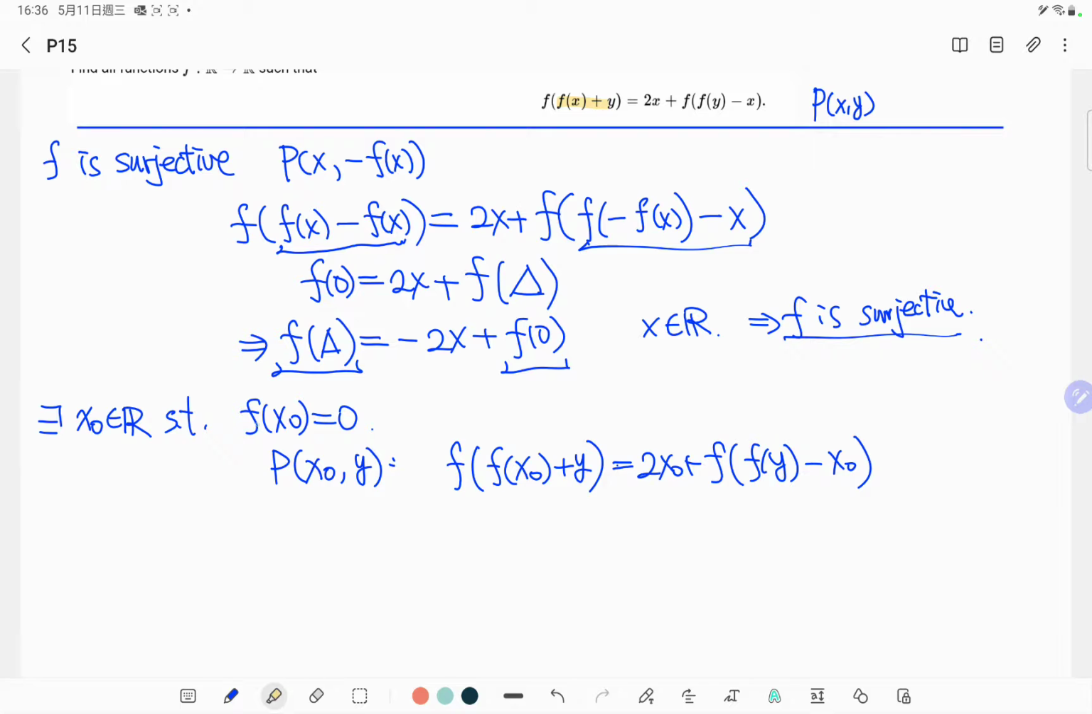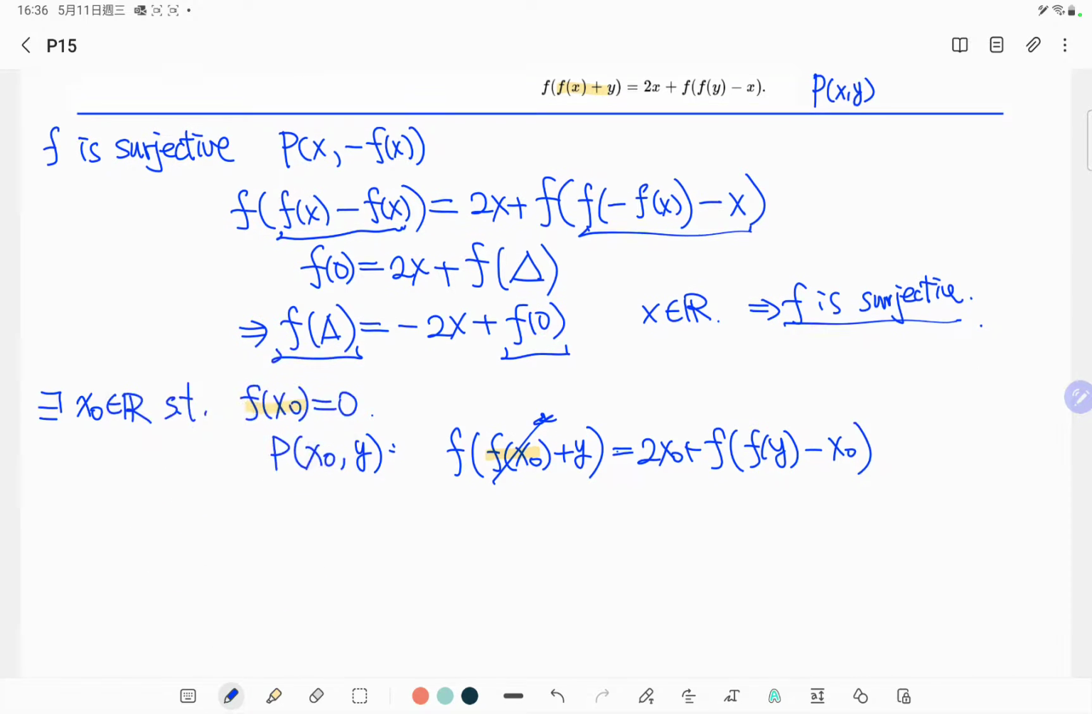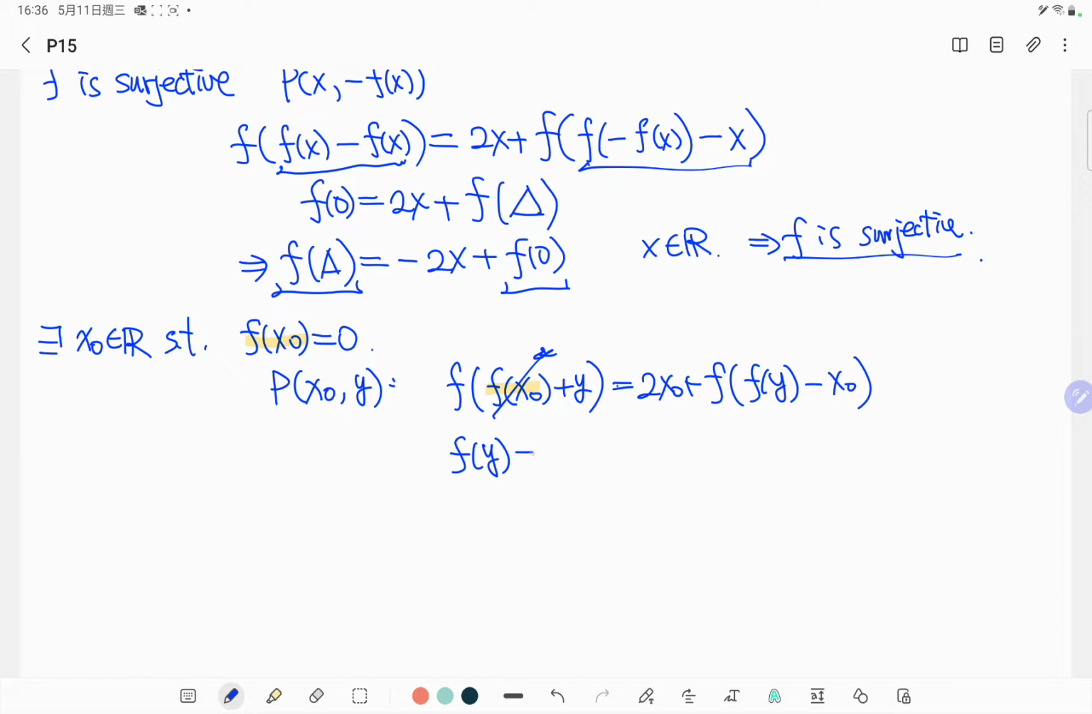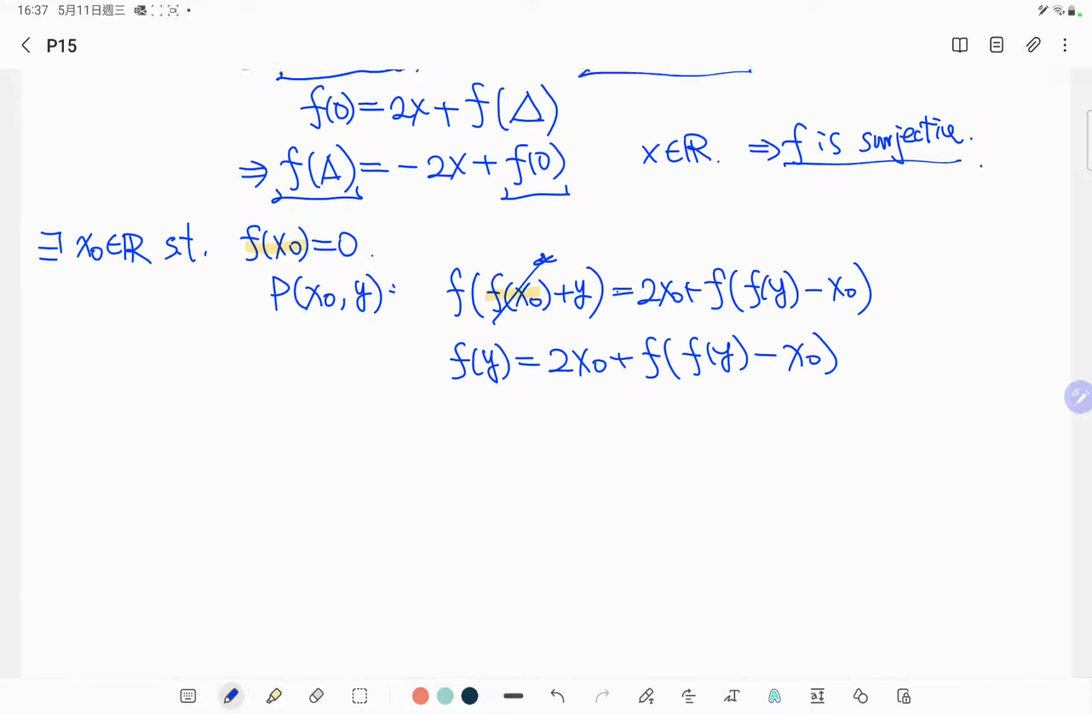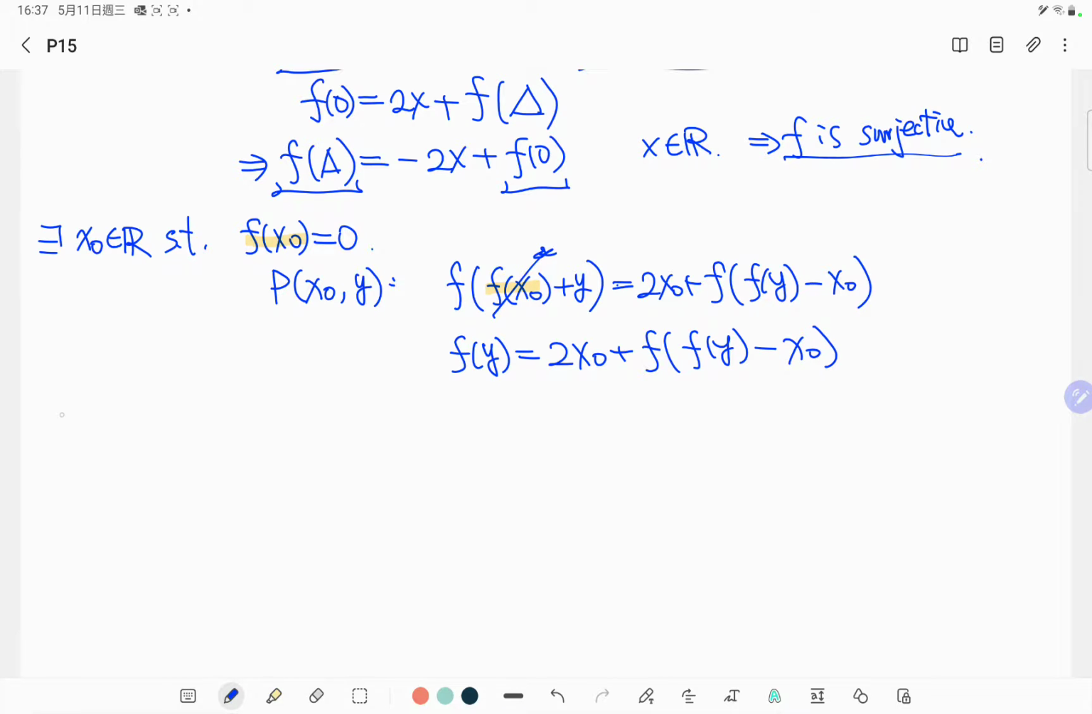Since f of x sub 0 is 0, we can just cancel this term, and then on the left side we have f of y equals 2x sub 0 plus f evaluated at f of y minus x sub 0, like this. So it looks like we get stuck here, but actually we can make another assumption: for all z in real value, there exists y in real number such that z plus x sub 0 equals f of y.